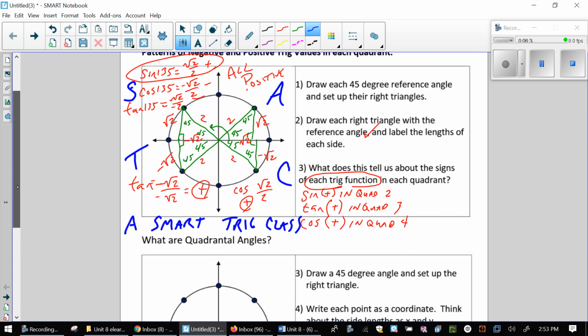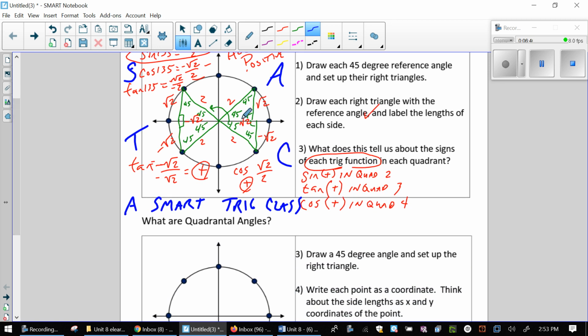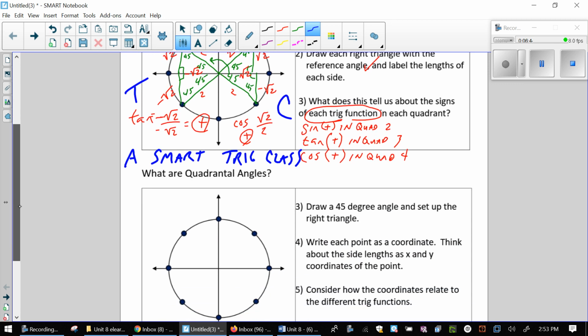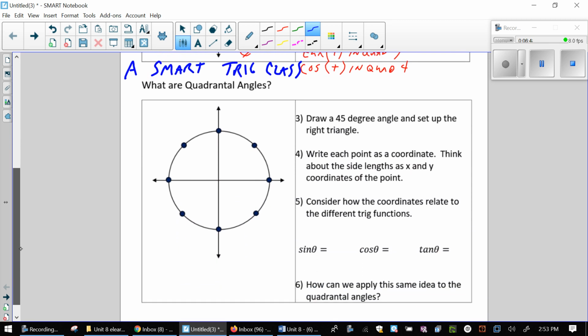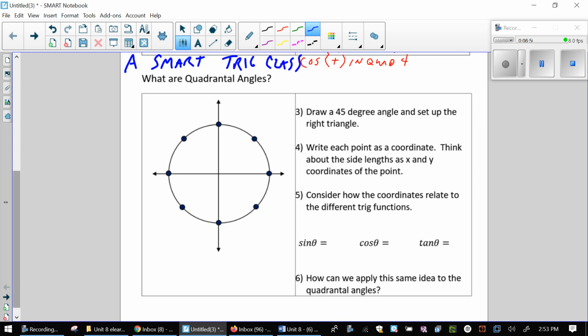But if you're doing your special right triangles and labeling where they're negative, you'll always get those signs correct anyway. But that's a quick check for you. All right. Next, we're going to talk about quadrantal angles. So quadrantal angles are going to be the angles on the axis.